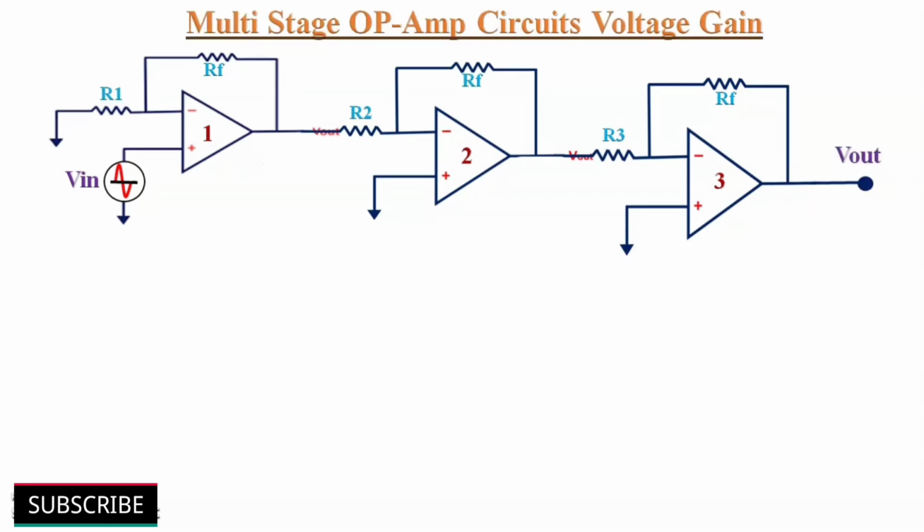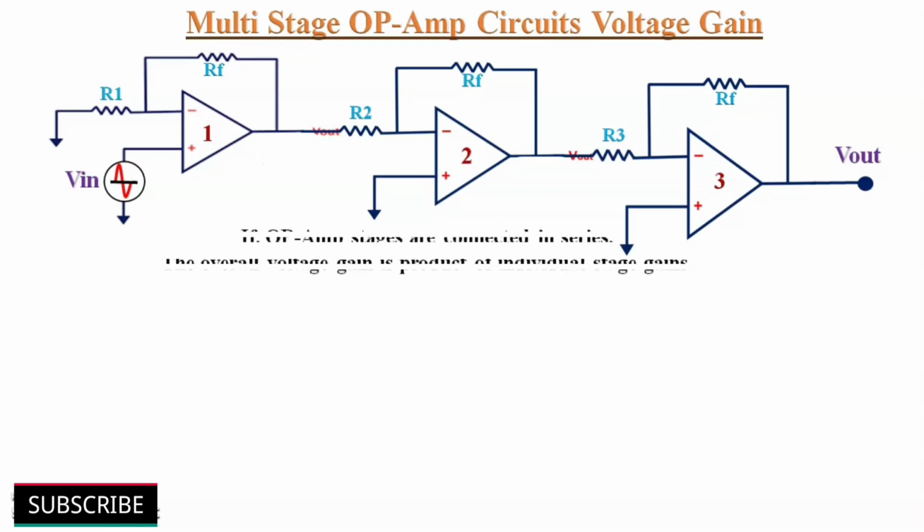Voltage gain of multi-stage op-amp circuits. When a number of op-amp stages are connected in series, the overall voltage gain is equal to the product of individual stage gains. This figure shows connection of three stages. The first stage is connected to provide non-inverting gain. The next two stages provide inverting gains.